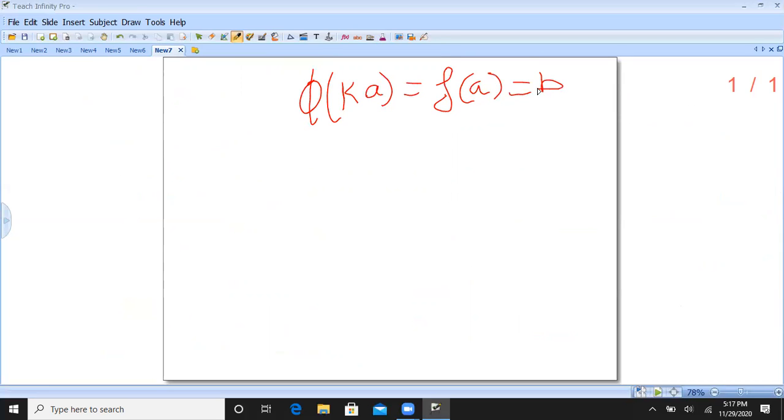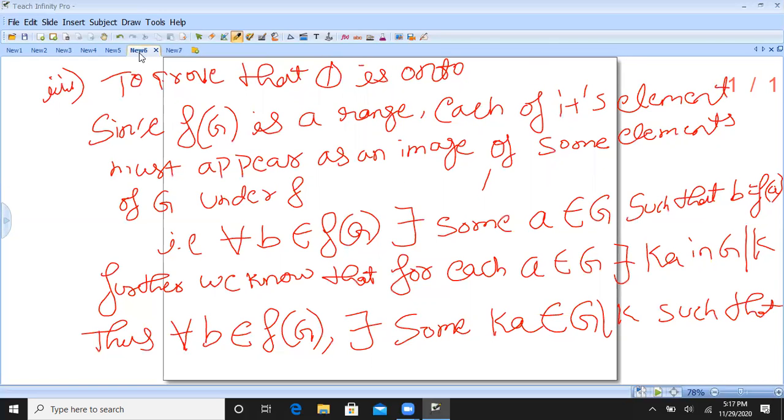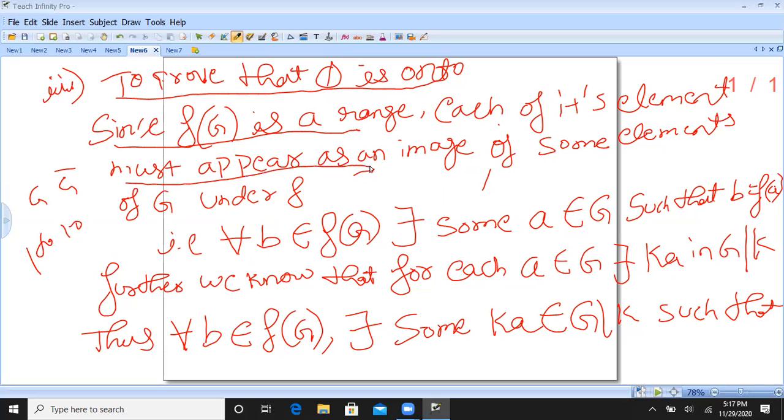Okay, so here what we have to do? Prove that phi is onto. Since f of G is a range, if I say this from G to G bar, this is a range, like 1 to 10. So each element must appear as an image of some element under f of G.